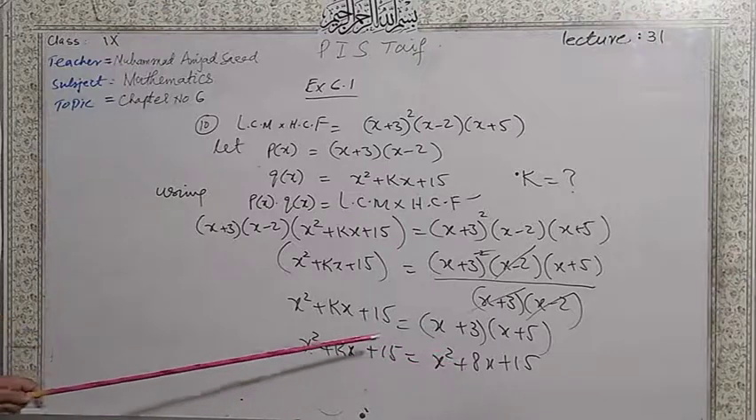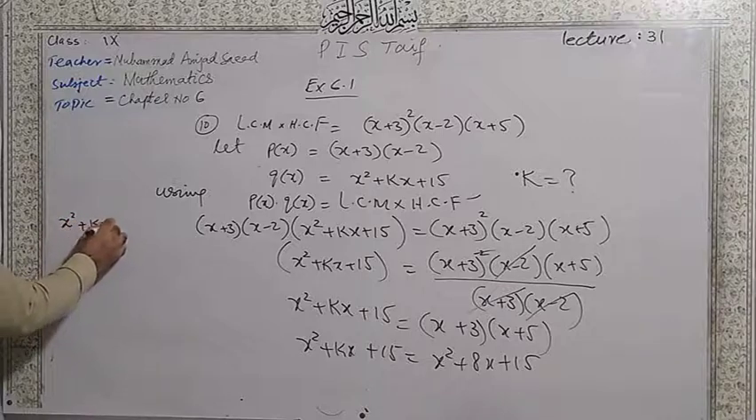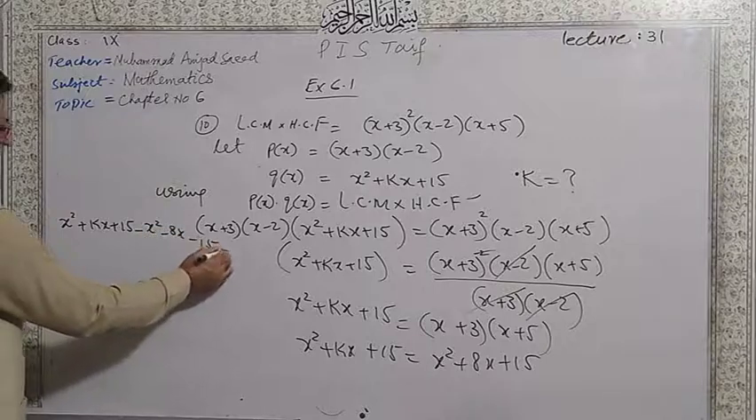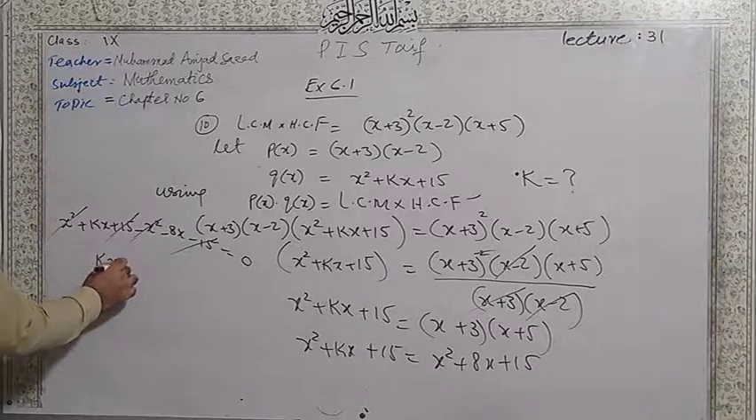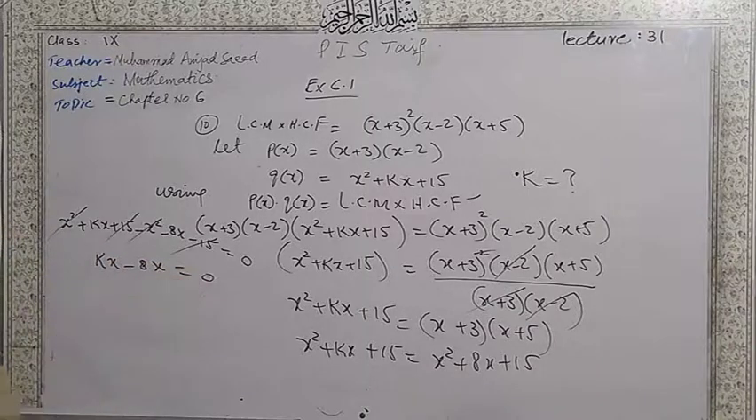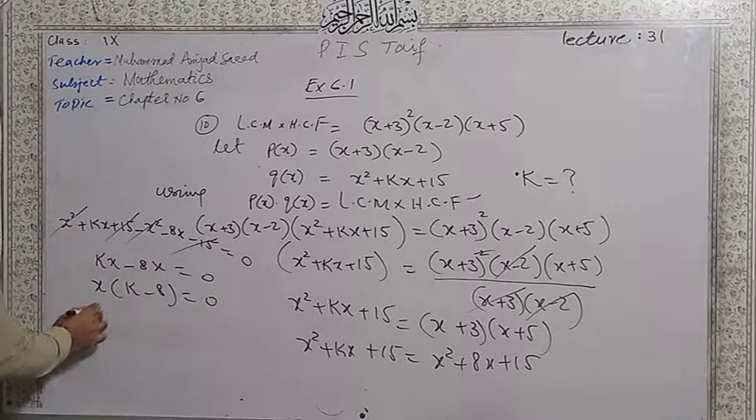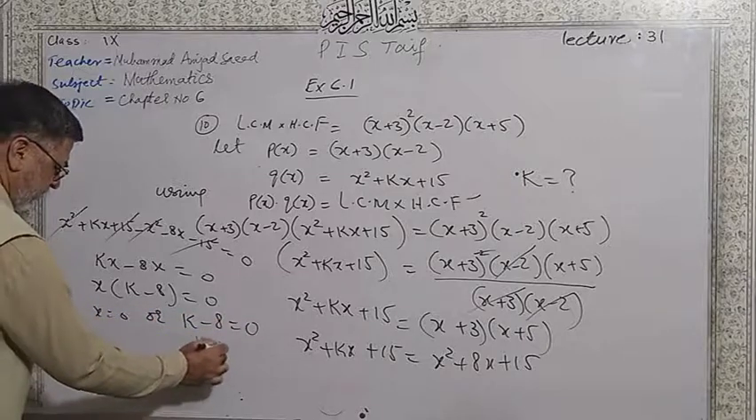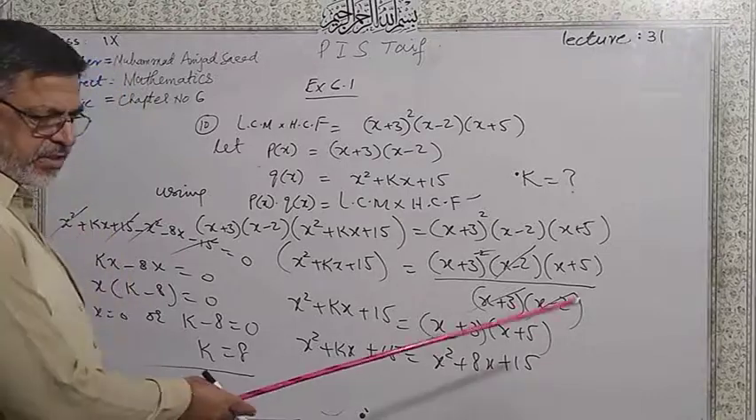So bring these terms to the left hand side and simplify. X square plus kx plus 15 minus x square minus 8x minus 15 equals 0. 15 cancelled out, x square cancelled out. So kx minus 8x is equal to 0. X common, k minus 8 is equal to 0. X is equal to 0 or k minus 8 is equal to 0. That is k is equal to 8. That is your answer. So value of k is 8.